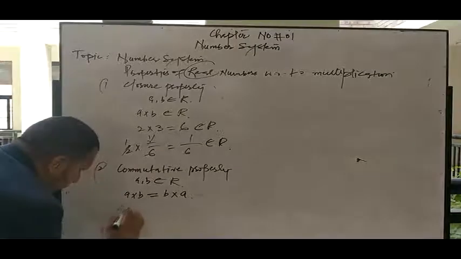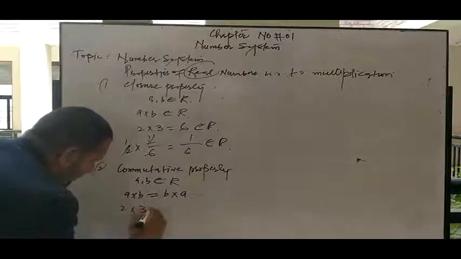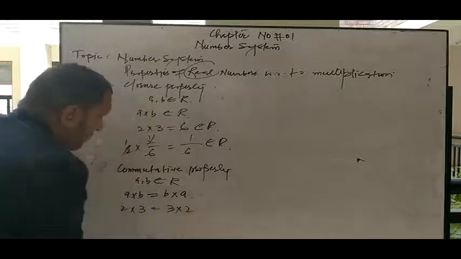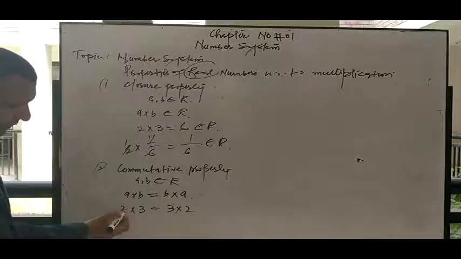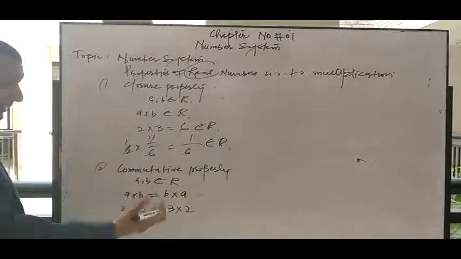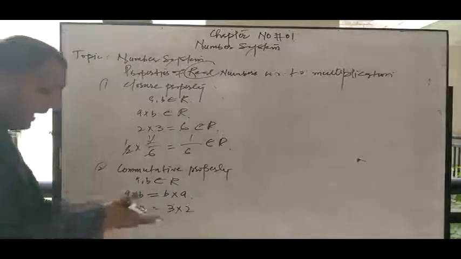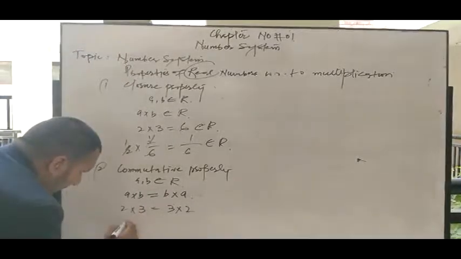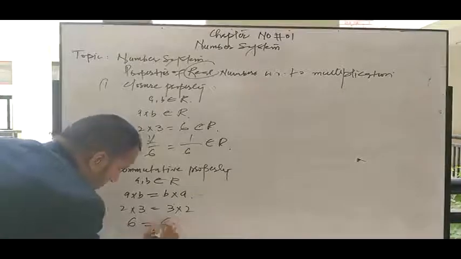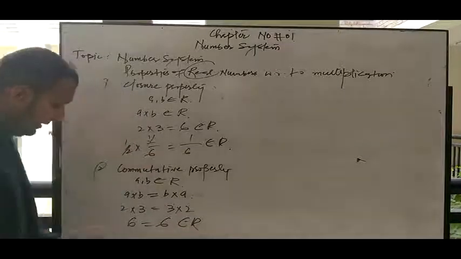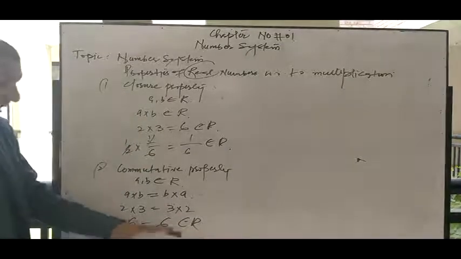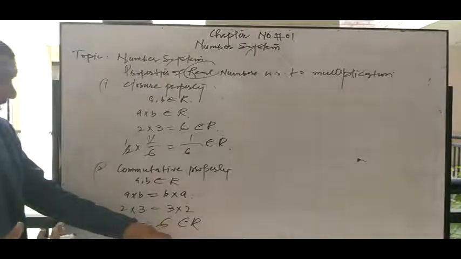Let's suppose 2 multiply 3 is equal to 3 multiply 2. In this condition, first we take the value 2, and then on the right hand side the first value is 3, but the answer is equal. 2 multiply 3 is equal to 6, 3 multiply 2 is equal to 6. It means the left hand side is equal to the right hand side, because 6 belongs to the real numbers.